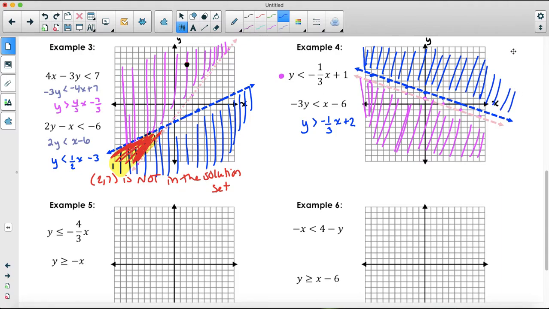Now, the solution set is where the blue and pink meet. In this case, the blue and pink do not meet at all. That means that since there is no intersection here, the solution is in fact no solution. So if there's no solution, then (2, 7) cannot be part of the solution because there is no solution. Those lines were parallel to each other and they are shaded away from each other. So there is no solution here.